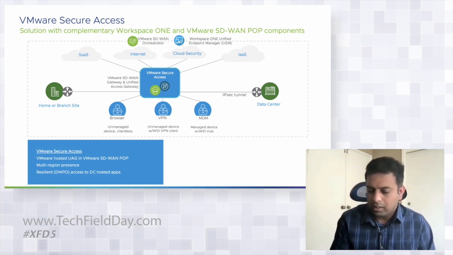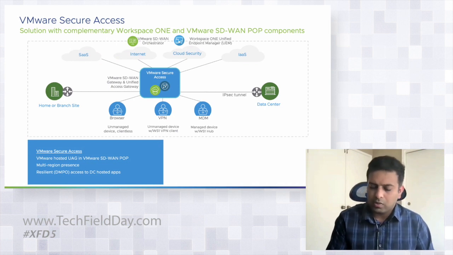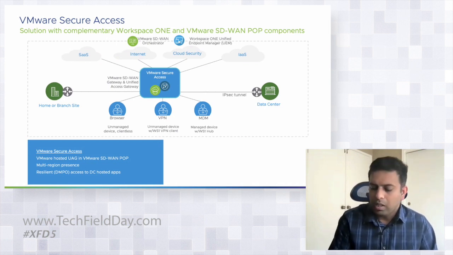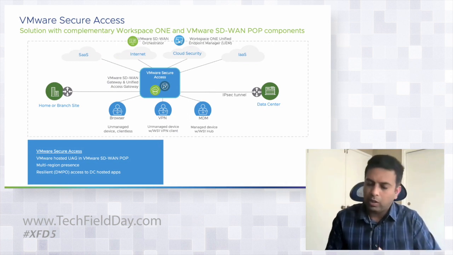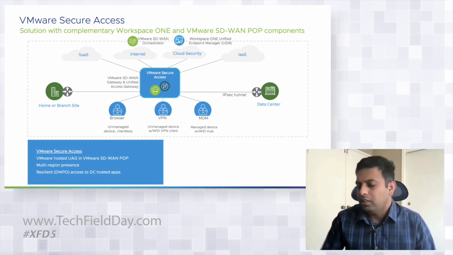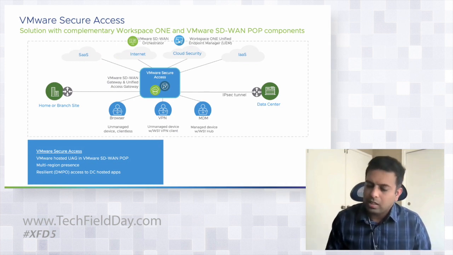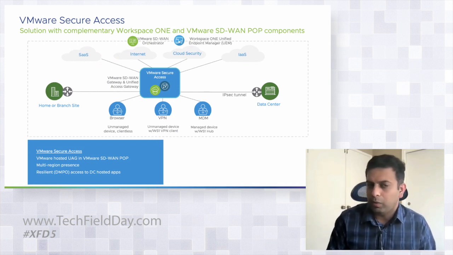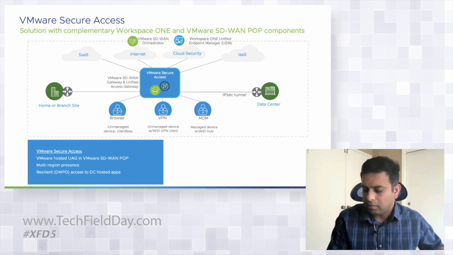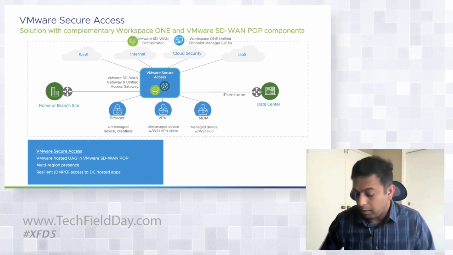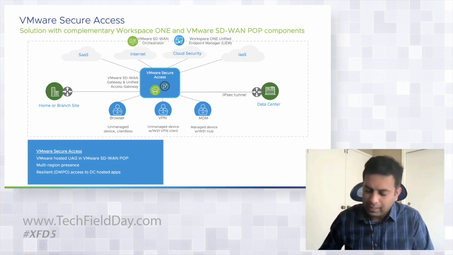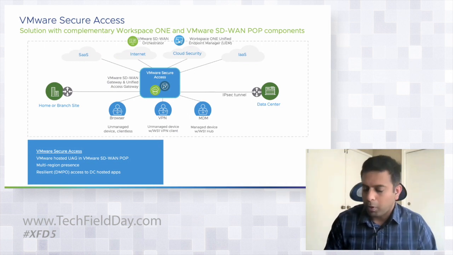And the other thing is a better user experience with our DMPO, and also with not backhauling all the way to the data center. So these are the kind of advantages that the enterprises get when we combine the Workspace ONE capabilities with our gateway, with our POP, and then the SD-WAN product.